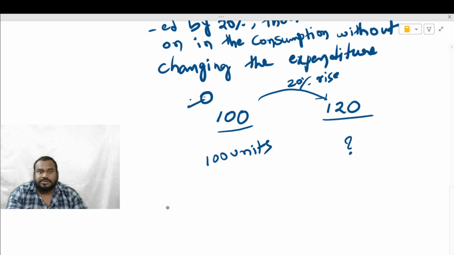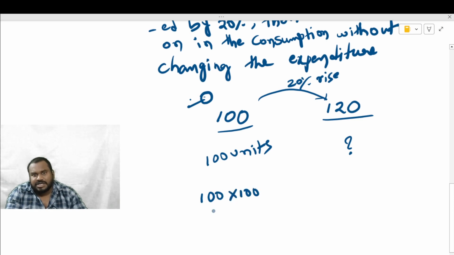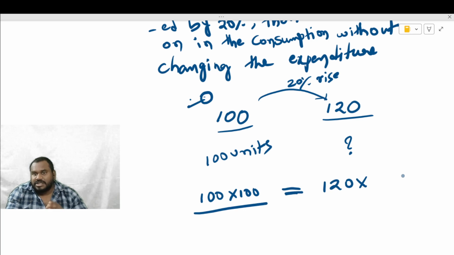So when the rate was 100 rupees, he was consuming 100 units. This will become the budget. So the budget is the same, the expenditure is the same, I'm saying, right? In the same way, when it is increased to 120, there will be some reduction, that is by X%. So initially he was consuming 100, now he is consuming 100 minus X units. So this X is nothing but the percentage reduction that I will calculate.